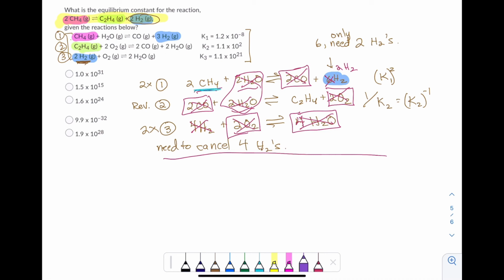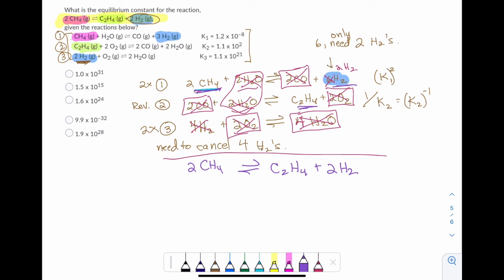So once I've canceled everything that cancels, the only thing left is, there it is. I have 2 CH4s on the left. Everything else on the left canceled. I have a C2H4 on the right. And I have my 2 H2s left over. So I have manipulated reactions 1, 2, and 3 correctly because I did get the desired reaction.